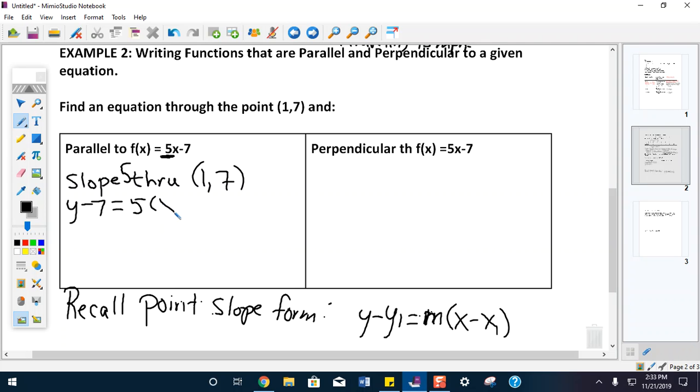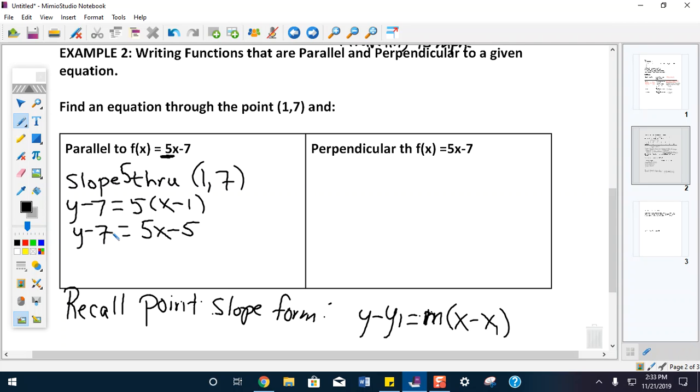On the right, I get 5x minus what? What would I have to do to both sides? Add 7. Where are you going to be then? Exactly where we thought we'd be. 5x plus 2, right?